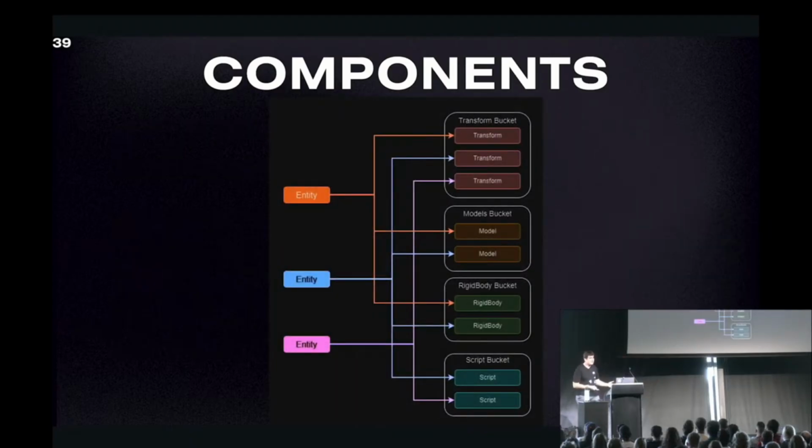So reiterating, entities just point to components. They are just an ID. For example, you might have an entity that points to a transform, model, and rigid body, or one that just points to a transform and script, for example.